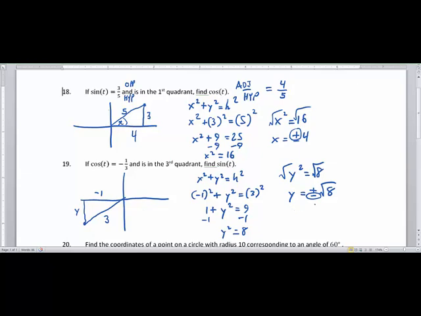Okay, so the square root of 8, we can do a little work on the square root of 8, because that is the product of square root of 4 and square root of 2, so 2 square roots of 2. So y is equal to -2 square roots of 2, and don't forget your negative. Negative 2 square roots of 2 is equal to y.